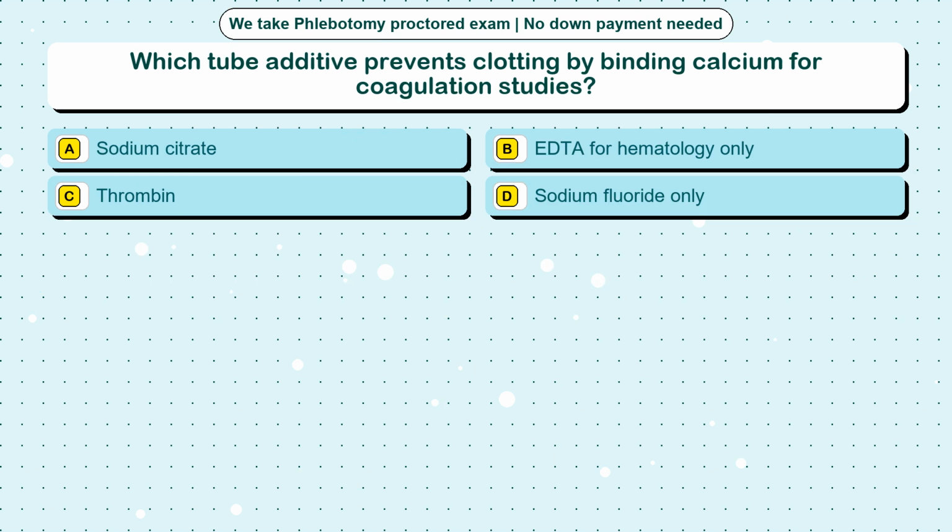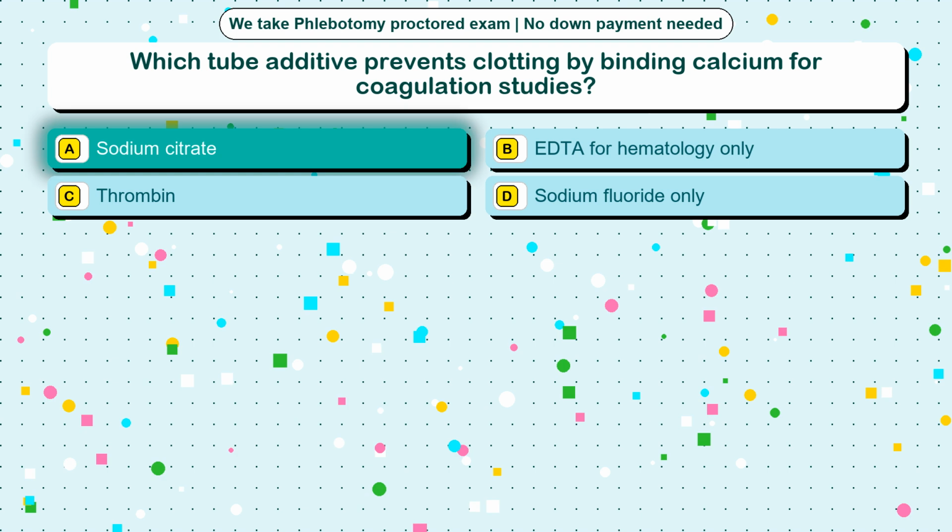Question 89. Which tube additive prevents clotting by binding calcium for coagulation studies? Option A, sodium citrate. Option B, EDTA for hematology only. Option C, thrombin. Option D, sodium fluoride only.